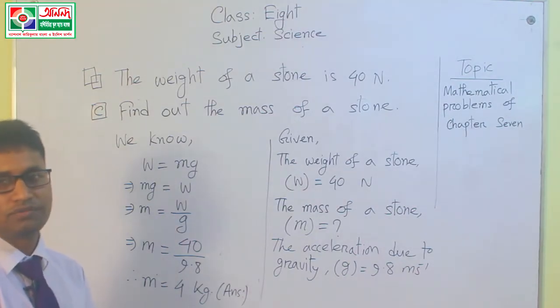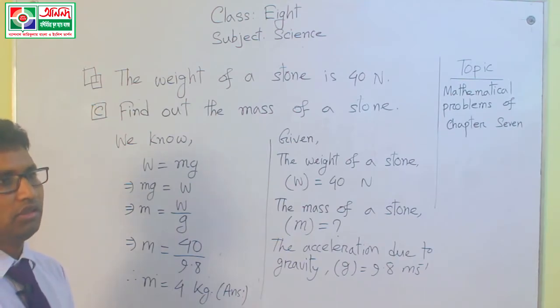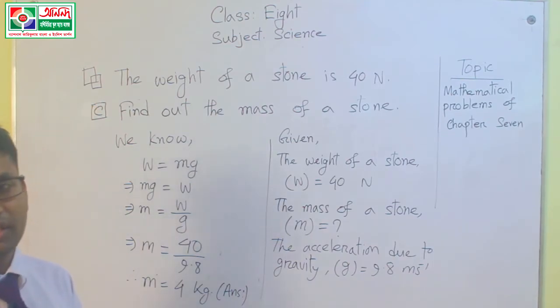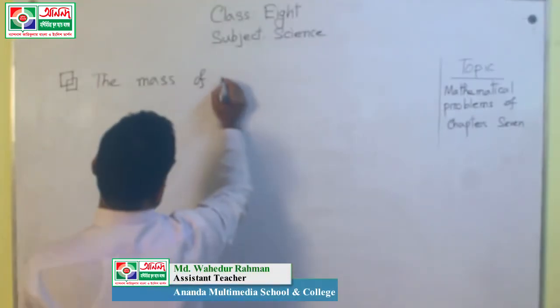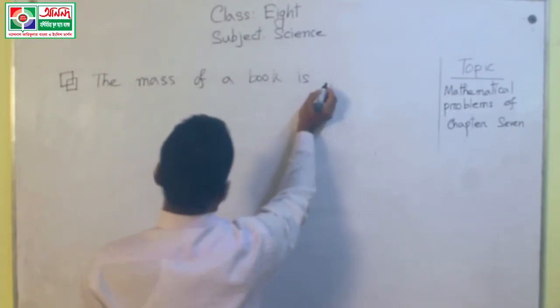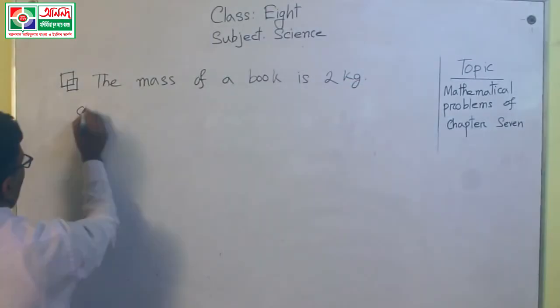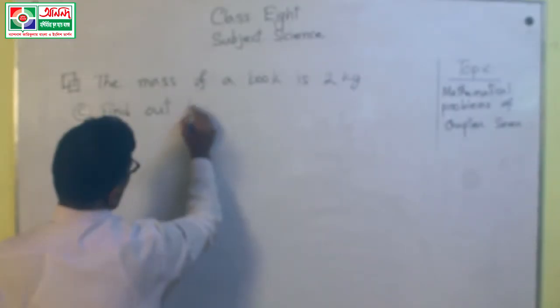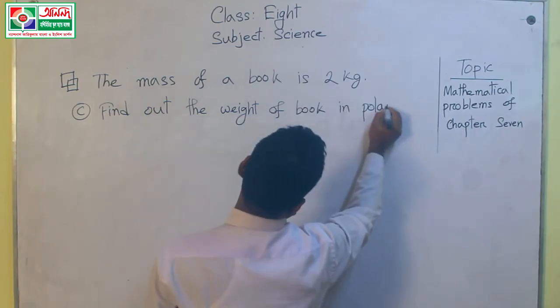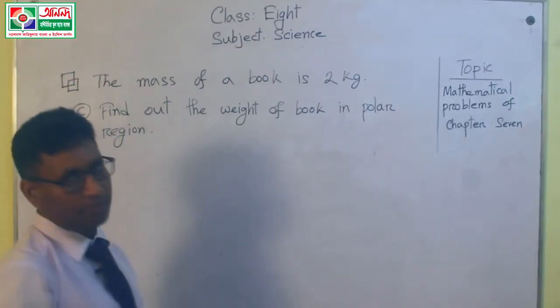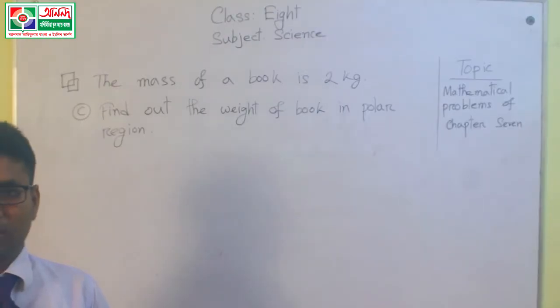This is another rule of chapter 7. Now I will discuss another rule. The mass of a book is 2 kg. Question: find out the weight of the book in the polar region. That means this book is taken to the polar region. What will be the weight of this book? Now we will calculate from this mathematical problem.